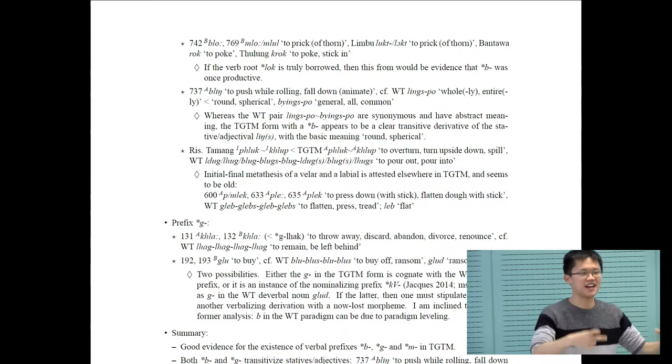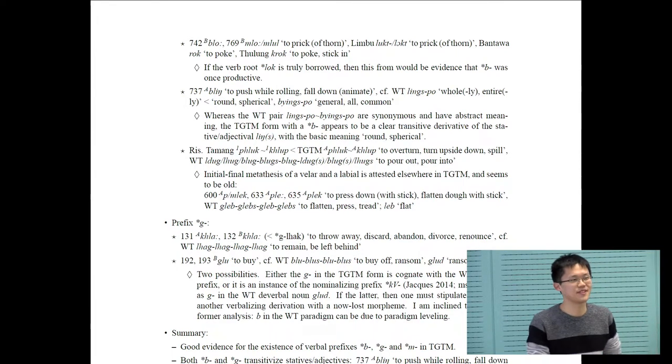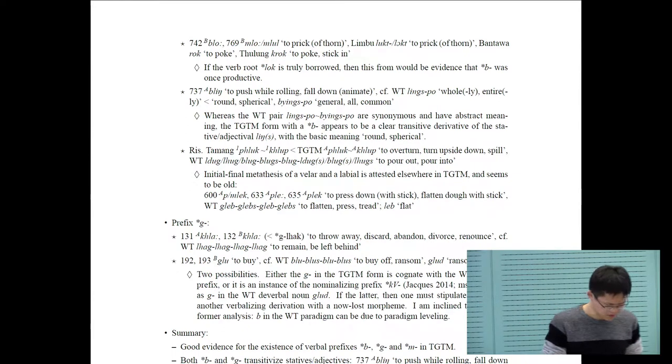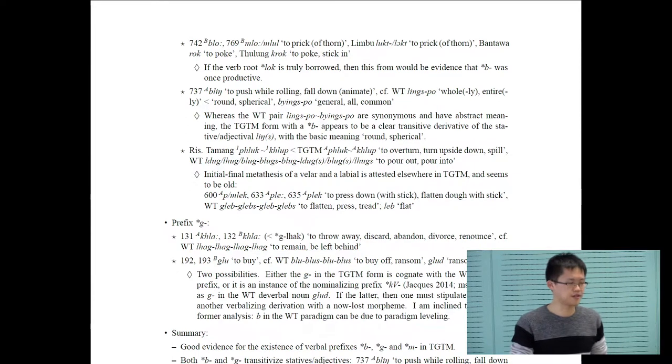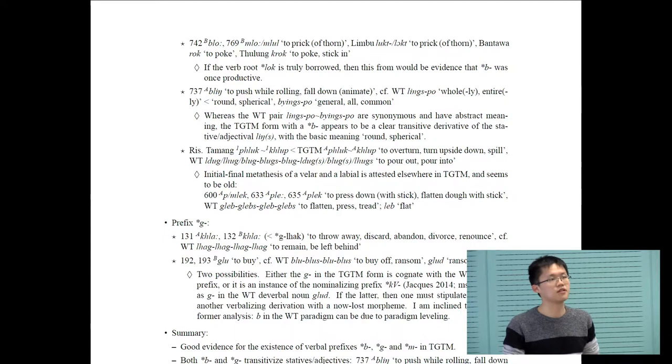You could say an entire pancake, as one of the dictionaries tells us what these things mean. So it's very clear that there's an association with an earlier meaning of roundedness and round and spherical. So the B verbal derivation, in fact, derives a causative verb. So either to make round or to do a motion such as to make things round.